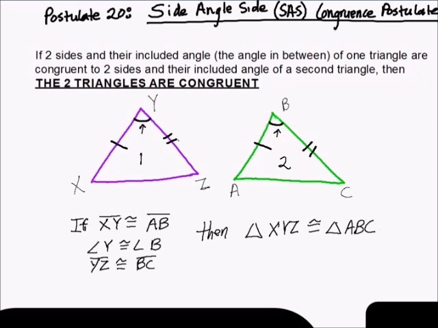So in your homework, you're going to have to prove two sides and that angle are congruent for two of the triangles to be the same size, okay? So remember, when we talk about these two triangles, we mean same shape, and we mean same size. Those both have to happen for triangles to be congruent, okay?